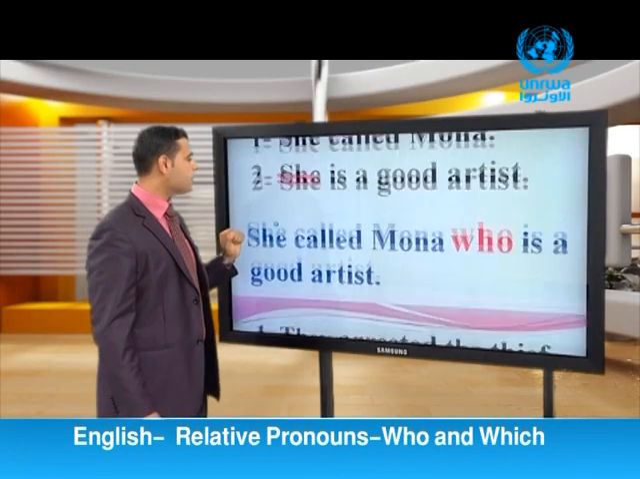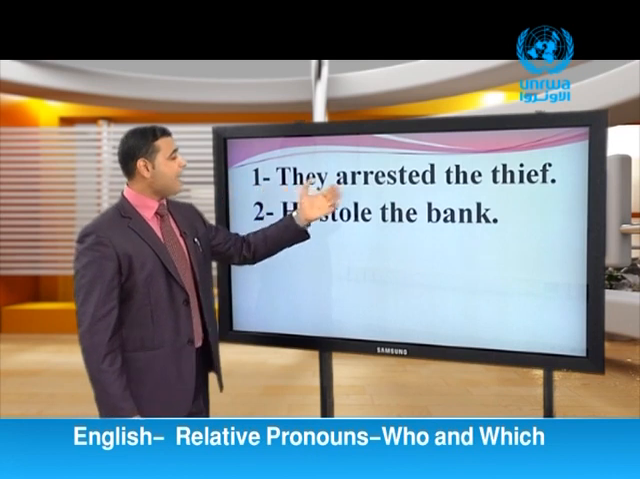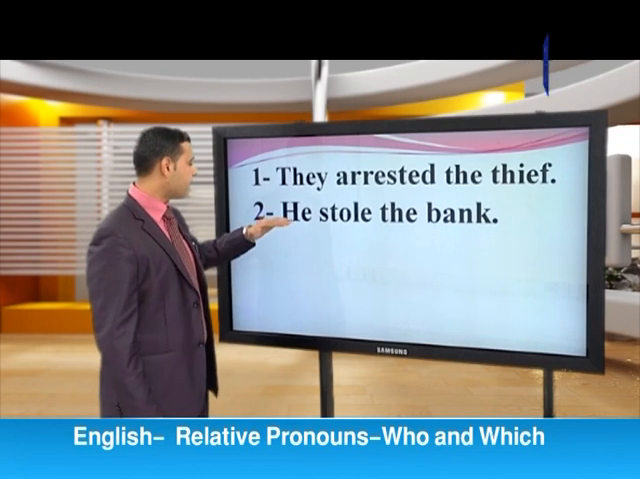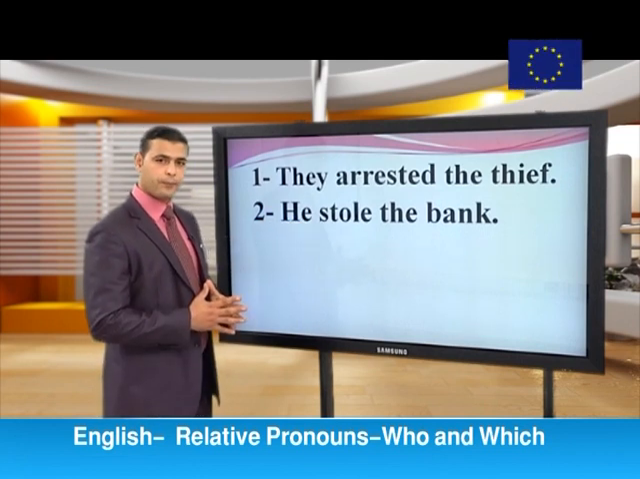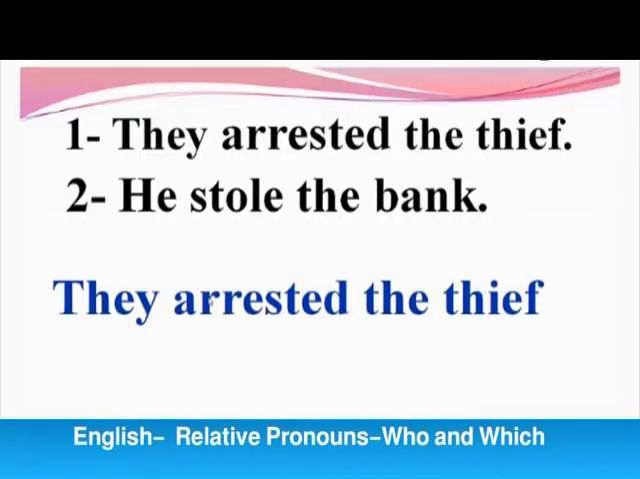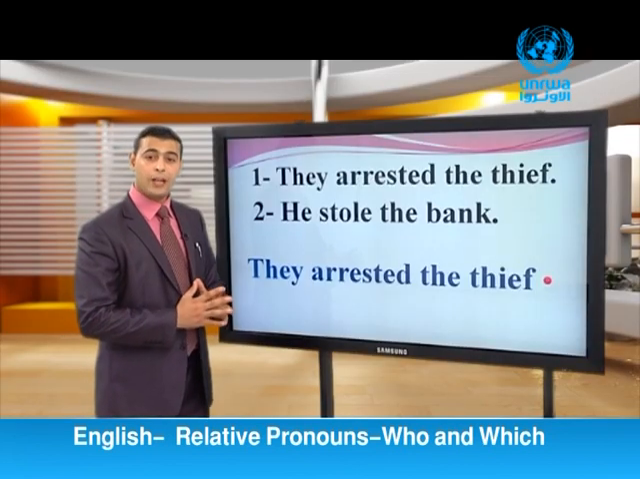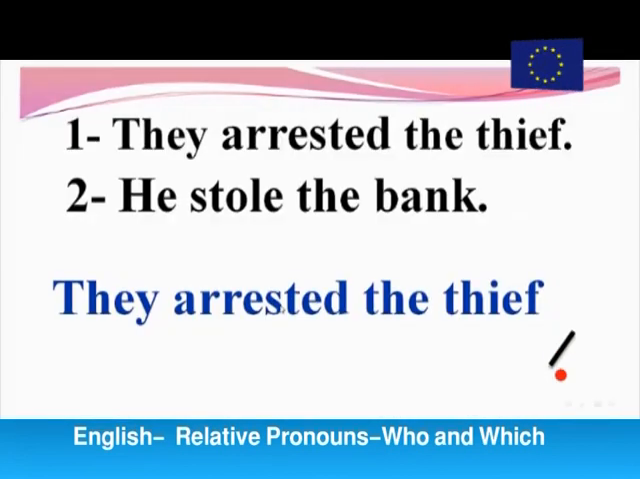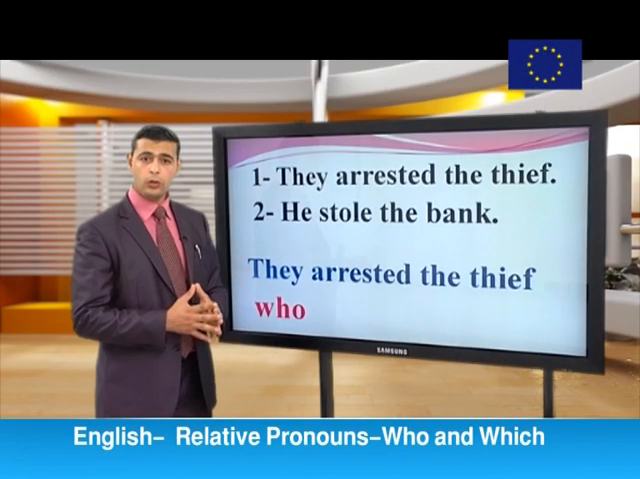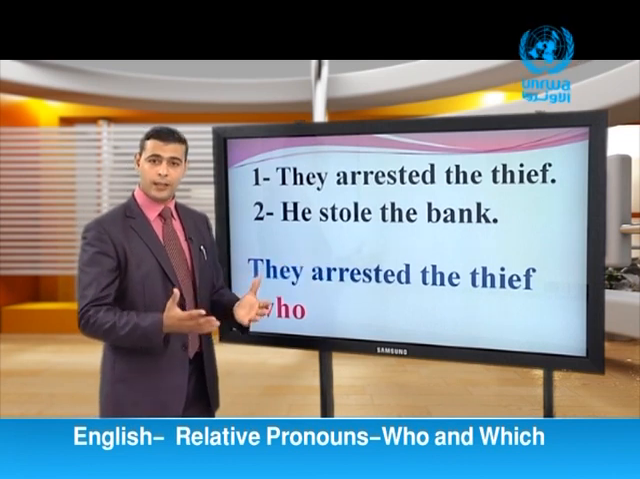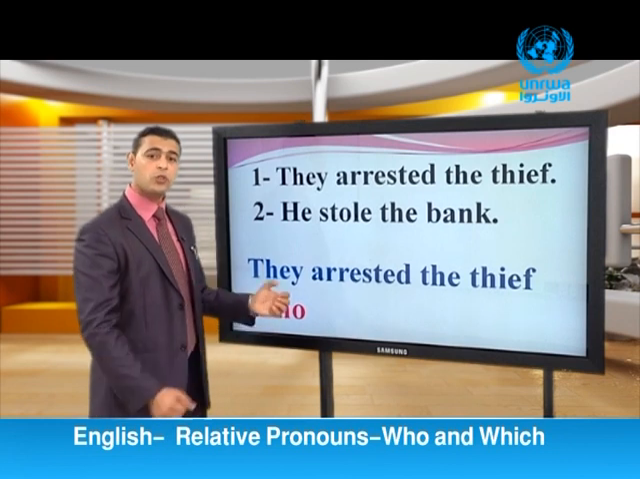The next two sentences. Number one, they arrested the thief. Number two, he stole the bank. Let's look here. They arrested the thief. Here again we have the full stop. Dear students, the full stop at the end of the first sentence must be removed and replaced by the relative pronoun who. Why who? Because we talk about the thief, and the thief is a person. So we used who.